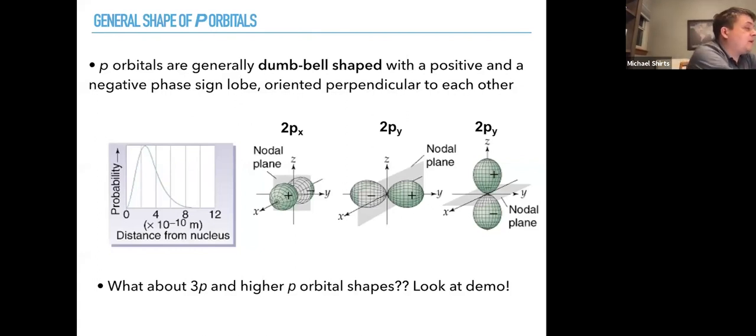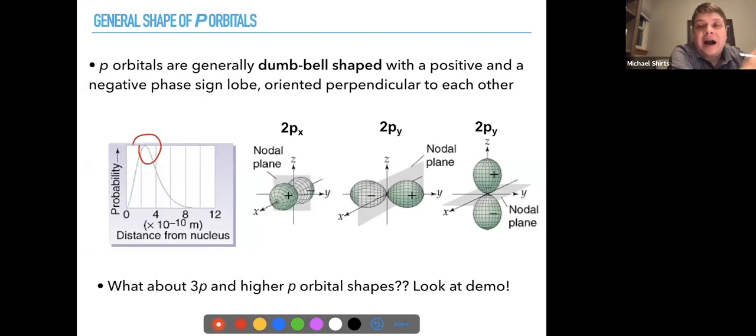But if you look at the probability, there's no node going out in one direction. If you start at the origin and go out, say in this direction, you won't encounter any nodes. The only node is the plane there. So that's what they look like. That's a nodal plane. 3p and higher p orbital shapes, I'm going to show you a cool demo in a few minutes that goes into this a lot more.